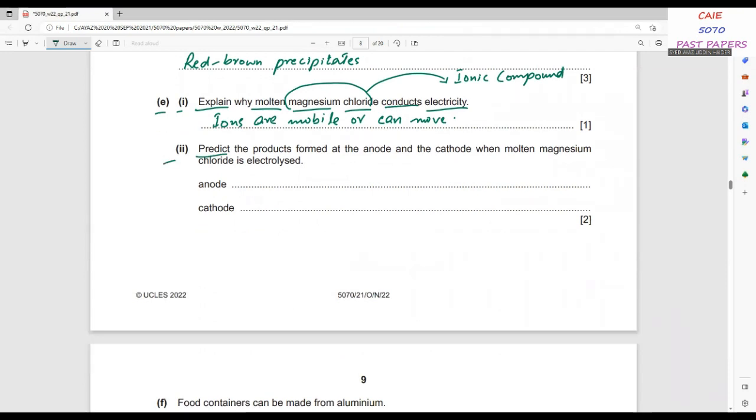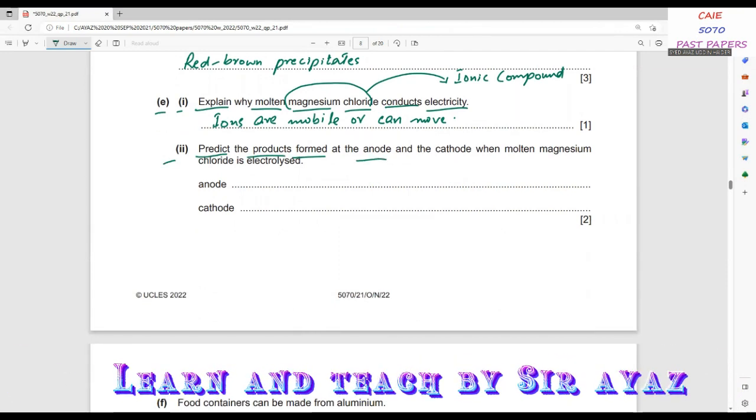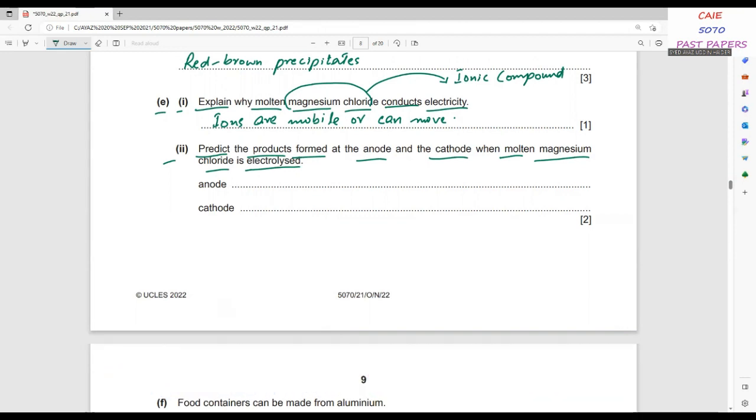Number 2, predict the products formed at the anode and the cathode when molten magnesium chloride is electrolyzed. Whenever magnesium chloride in the molten state is electrolyzed, you will get two products. At the anode, chloride ion will lose electron and chlorine will be produced, Cl2. At the cathode, magnesium ion will gain electron and produce magnesium, Mg.